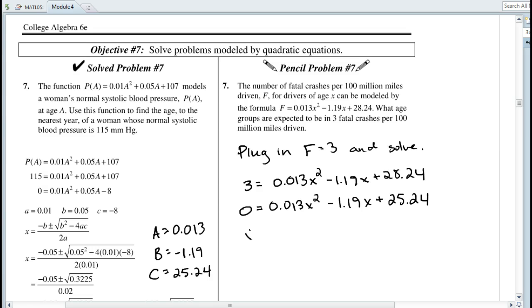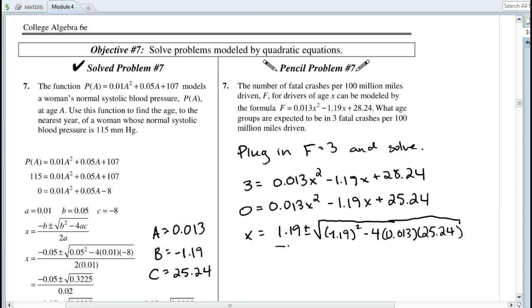So here X is going to be 1.19 plus or minus the square root of negative 1.19 squared minus 4 times 0.013 times 25.24. That's all under the square root. And then we're going to divide this by 2 times 0.013. Okay.